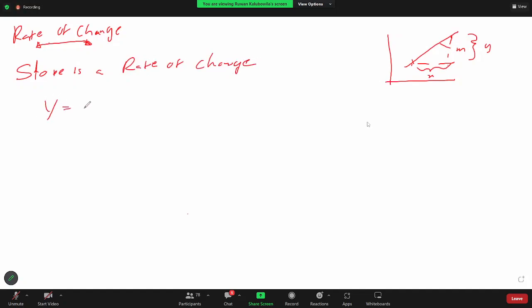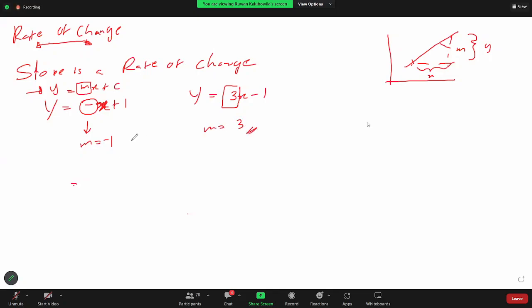Let's take a function called f of x equals minus x plus 1. Then here it represents the slope. Whatever is in front of x is the m. In the general way, y equals mx plus c, so m represents the slope. According to this, it is equal to minus 1. We take another example, y equals 3x minus 1. Then m is equal to 3. So this is the rate of change actually.